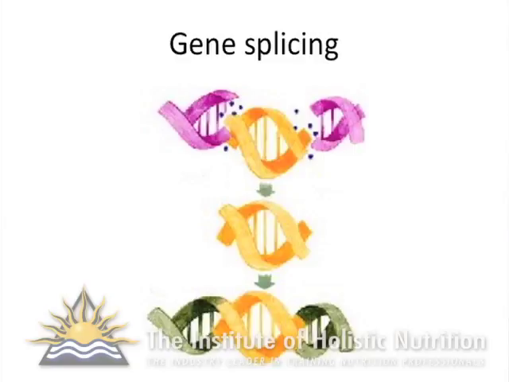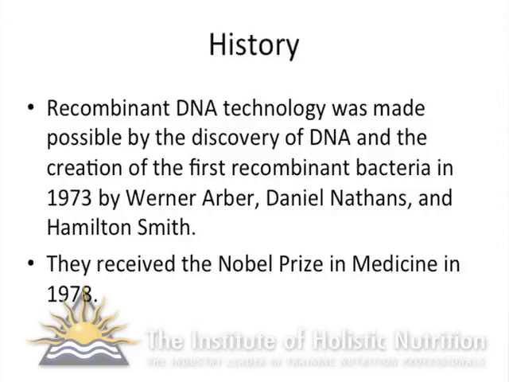Luckily, the tomato didn't taste very good, and people didn't like it, and so it didn't last too long in the market. The history is that this recombinant DNA technology was made possible by the discovery of DNA, which was, again, very amazing science, right, that we have come this far in science, and the creation of the first recombinant bacteria, right, by Arber, Nathans, and Smith in 1973, and they actually received the Nobel Prize in Medicine in 1978 for this, okay, because if we think about it just in its simple form, it is actually fairly amazing that we can do this, right?